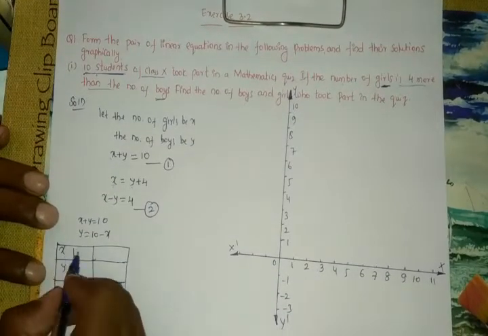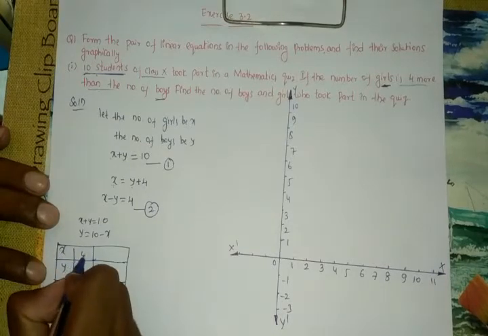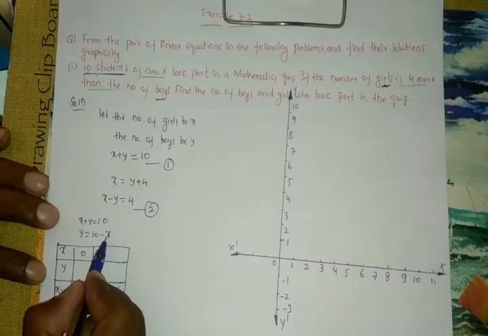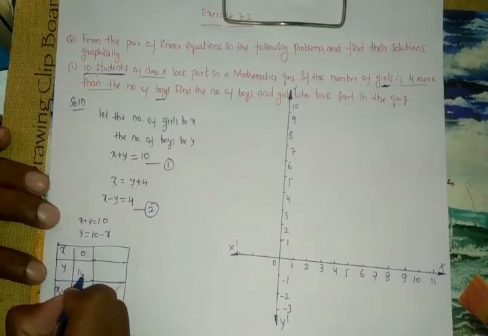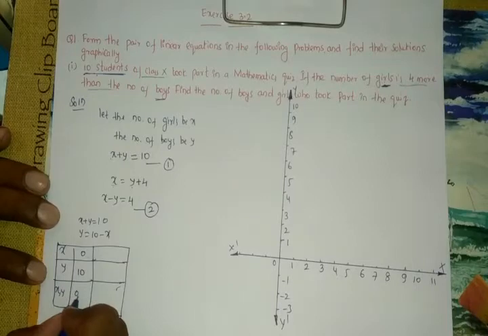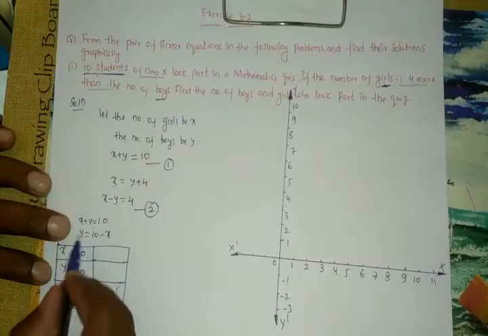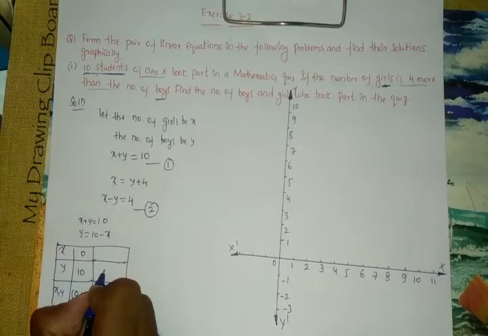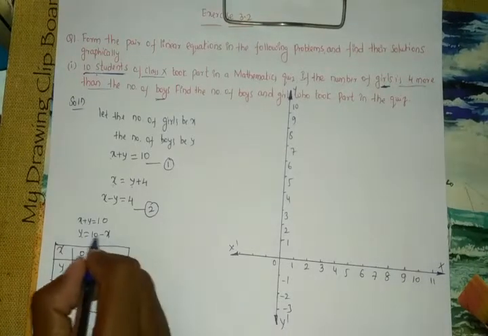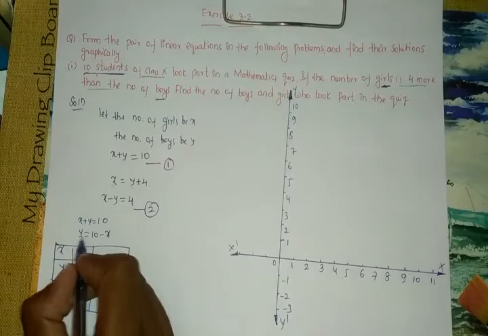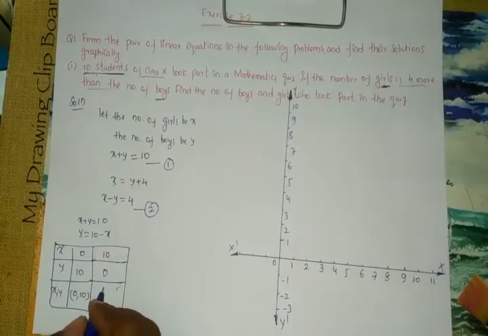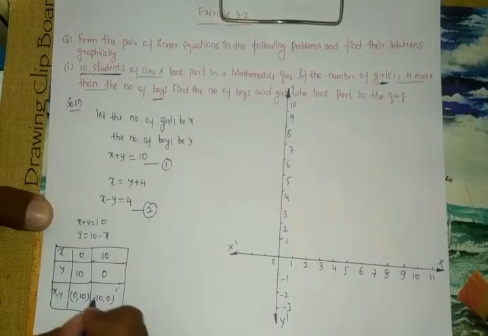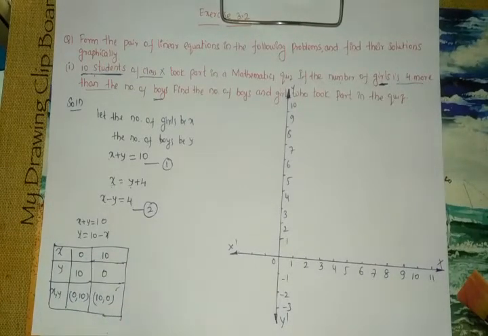Let me put the value of x as 0. When I put x as 0 in this equation, y will be 10. So my point will be 0 comma 10. Now I will put the value of y equals 0. When I put y equals 0, I will get the value of x as 10. So I get 10 comma 0. Two points are enough to plot a straight line.